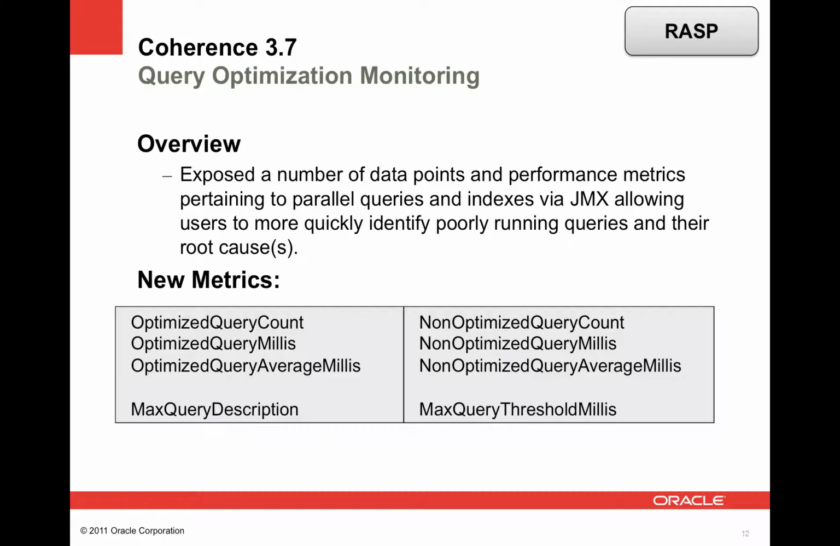In 3.7, we now expose a number of data points and performance metrics pertaining to query optimization monitoring via JMX. This allows you to quickly identify poorly running queries and their root causes. Here are a number of the new metrics, separated either optimized or non-optimized: optimized query count, query millis, query average millis, non-optimized query count, non-optimized query millis, and non-optimized query average millis. The most important of these, in my opinion, or what you would watch out for, is the non-optimized query count. And when that count is greater than 0, the max query description will show you the actual query that's being run that is non-optimized.